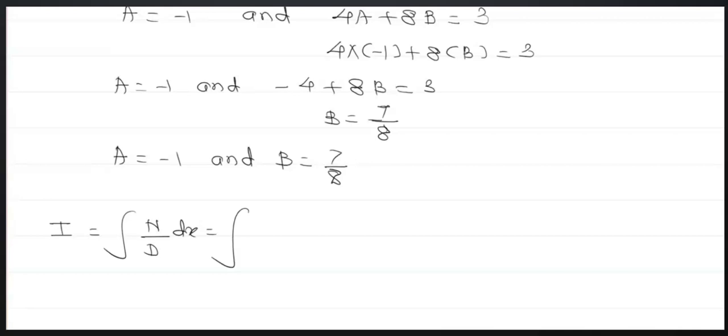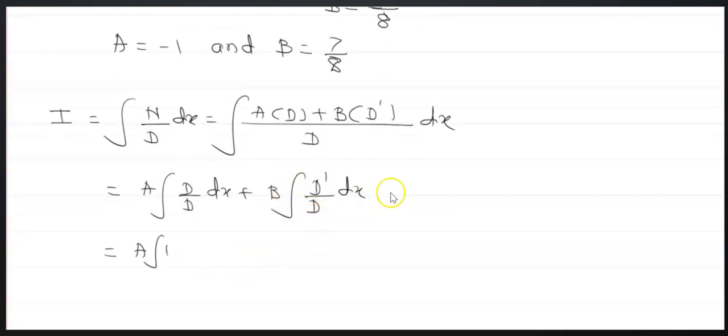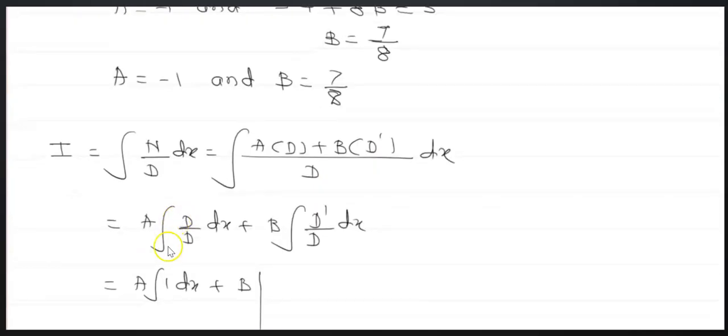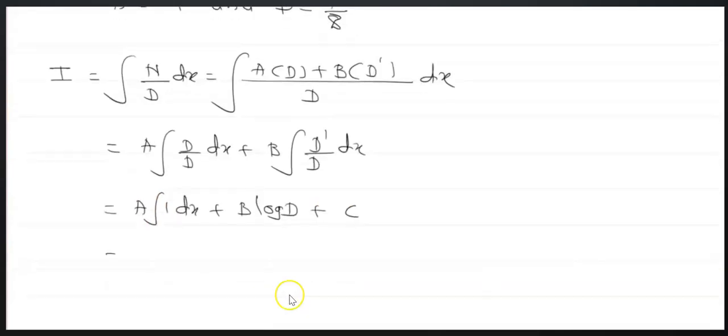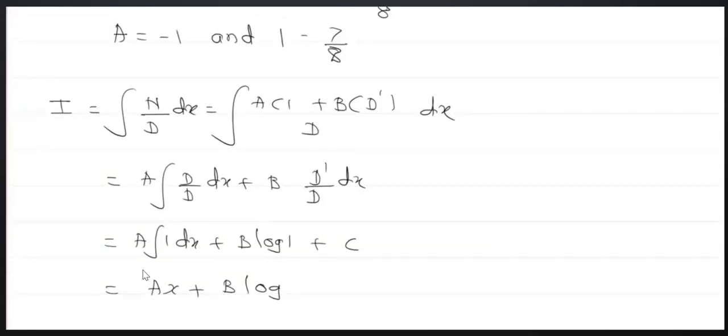Therefore, integral I is equal to N upon D, that is numerator upon denominator. Therefore, integral of a into denominator plus b into derivative of the denominator, which is D dash, upon D dx. Therefore, a into integral D upon D dx plus b integral D dash upon D dx. That is a into integral of 1 dx plus b integral D dash upon D, that is a log of D plus c. That is ax plus b log of D plus c.